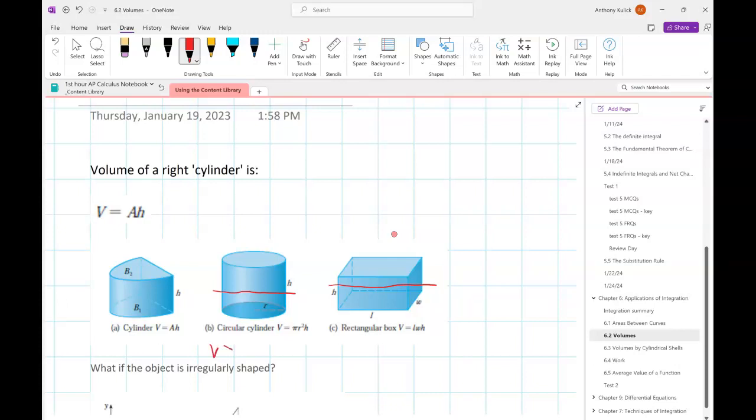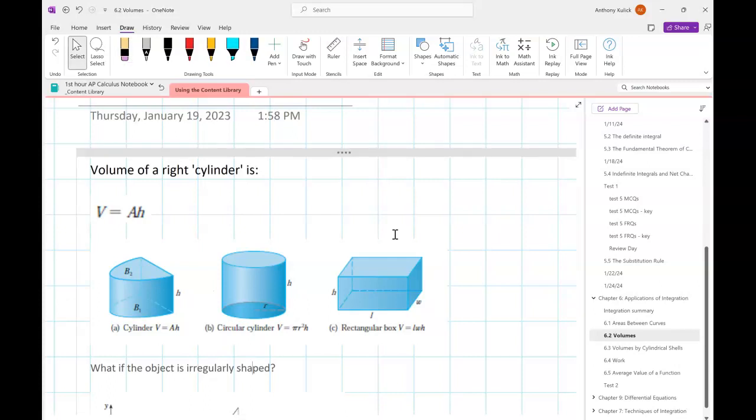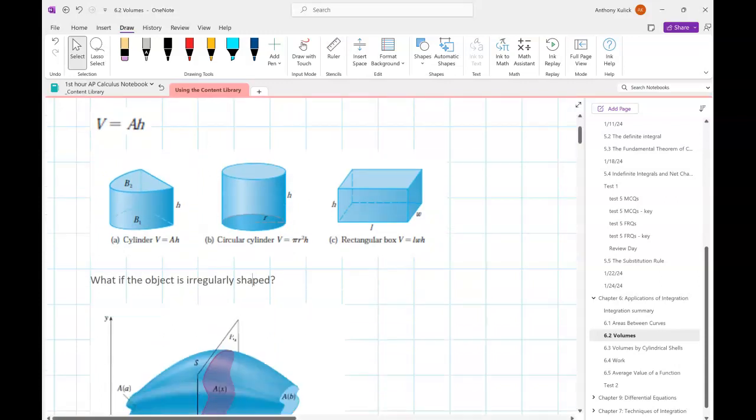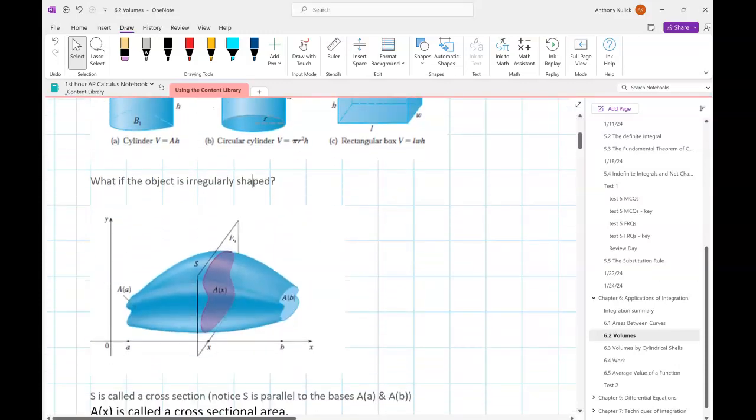So really what we have is, for any of these figures, our volume is going to be the area of the base times the height. Right? So that's pretty straightforward. That's regular geometry. We don't need calculus to do any of that. But what if the object is irregularly shaped? Like what if we have some kooky looking thing like this?